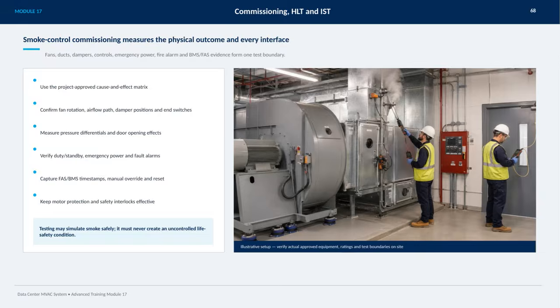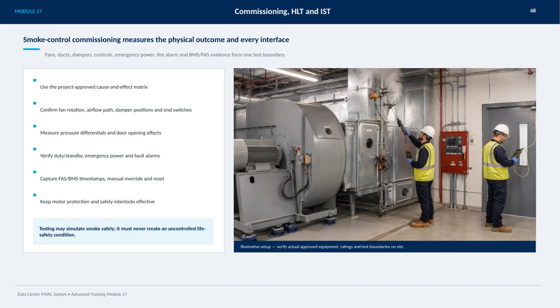Smoke control commissioning is all about ensuring that every part of the system works together seamlessly to keep people safe during an emergency. This includes verifying fans, ducts, dampers, controls, emergency power, fire alarms, and the building management system as one complete test boundary. We follow the project-approved cause and effect matrix to guide our testing, confirming fan rotation, airflow paths, damper positions, and end switches are all functioning correctly. We also measure pressure differentials and how door openings affect airflow to ensure proper containment.